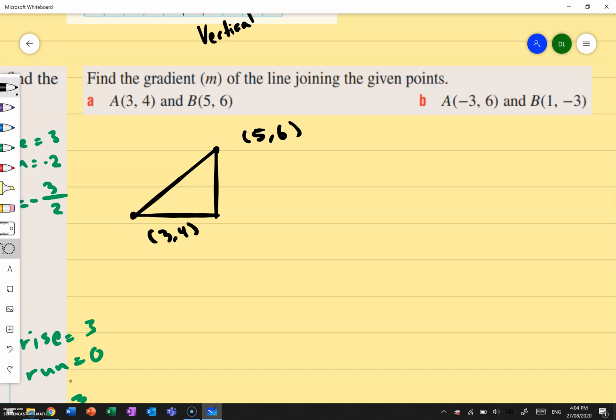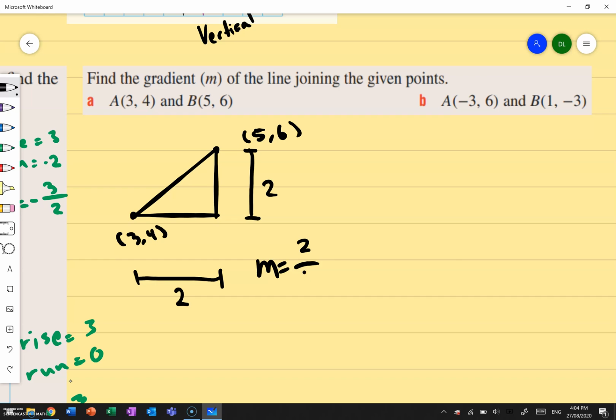Now I'm trying to find the gradient. So I'm thinking to myself, how far has it run? Okay. So I'm going to think about the x value. Because remember, when we're talking about the run, we're talking about left and right. So the distance from here to there is 2. 3 to 5, it's 2. To go from 4 to 6, I need 2. So my gradient, m, equals 2/2, which is 1. Okay. Let's do one more.